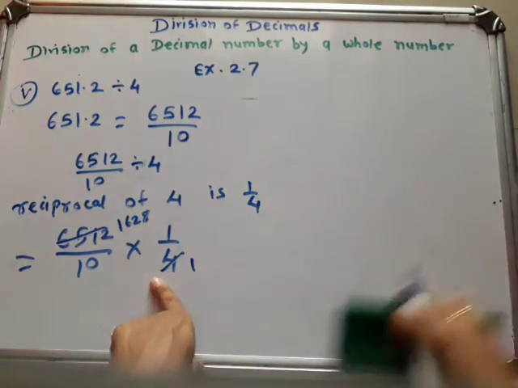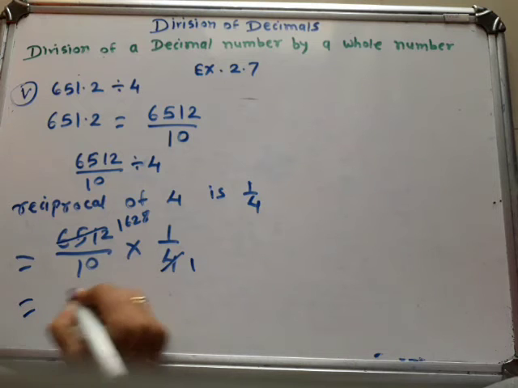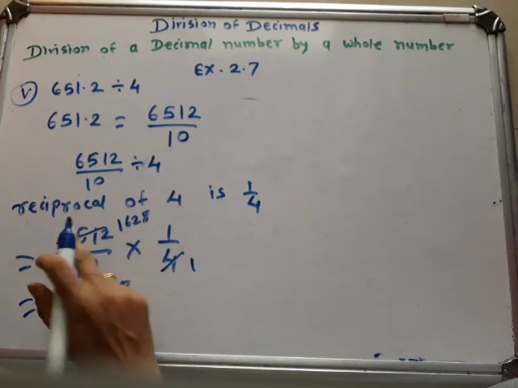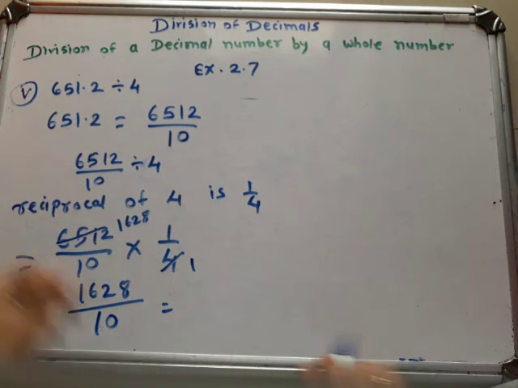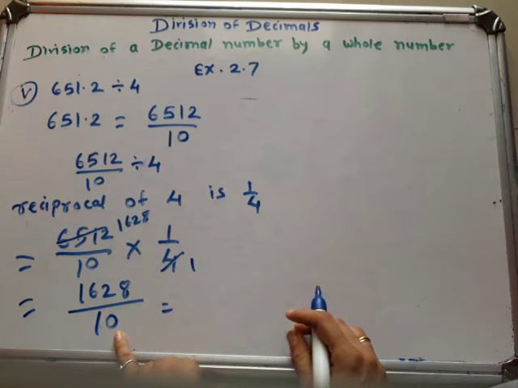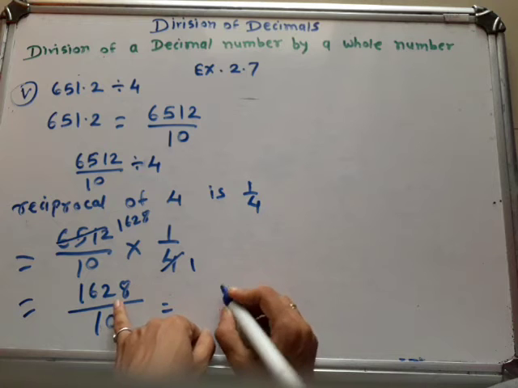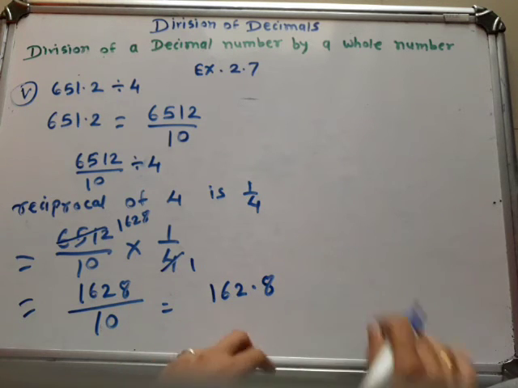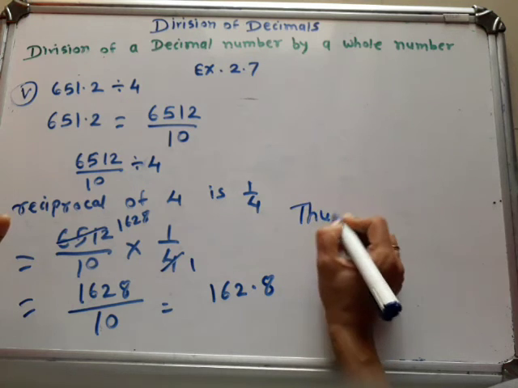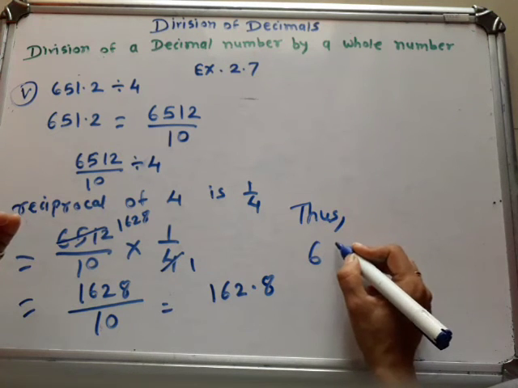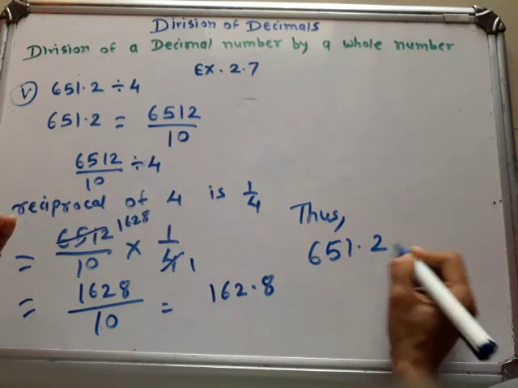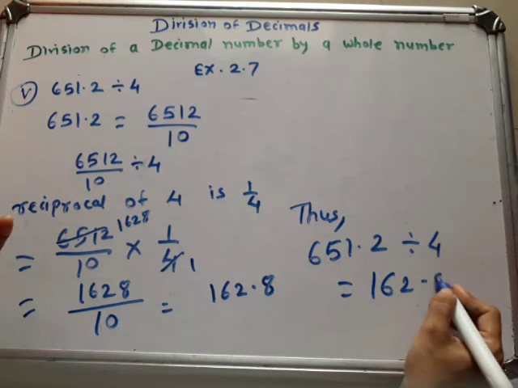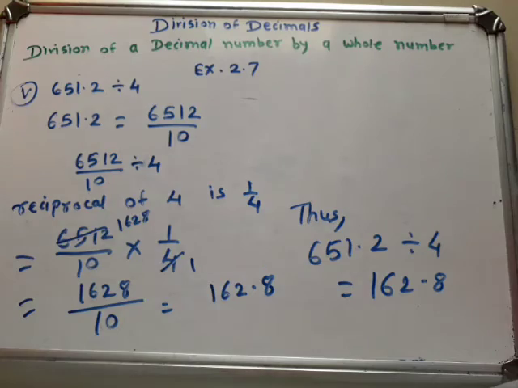So now you have to multiply this 1628 with the 1 upon 10. And see here, there is 10, so you put the point before one digit: 162.8. So what is your answer? When we divide 651.2 divided by 4, we get the answer 162.8. Okay, this is your answer.